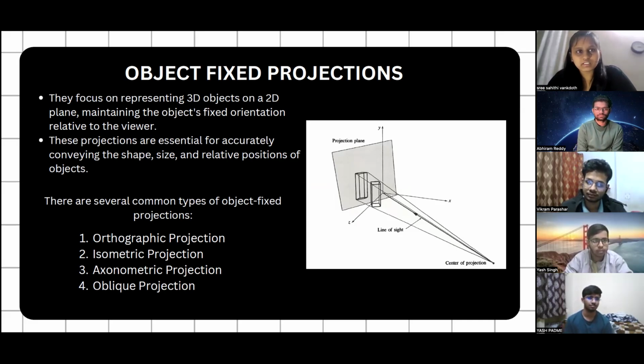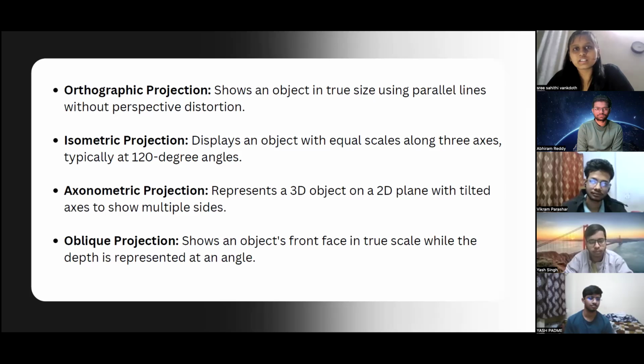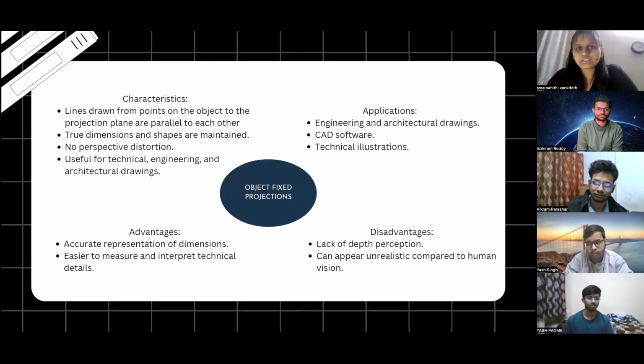Briefing all these projections: orthographic projection shows an object in true size using parallel lines without perspective distortion. In isometric projection, it displays an object with equal scales along an angle of 120 degrees. Axonometric projection represents the object at different angles to show multiple sides. And lastly, oblique projection shows the object's front face in true scale, while the depth is represented at an angle.